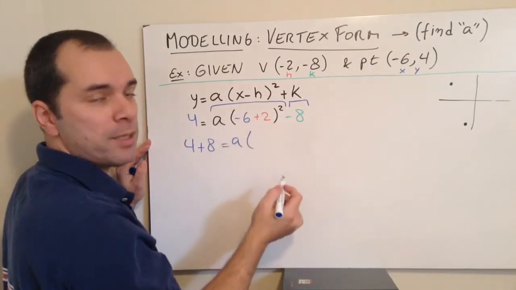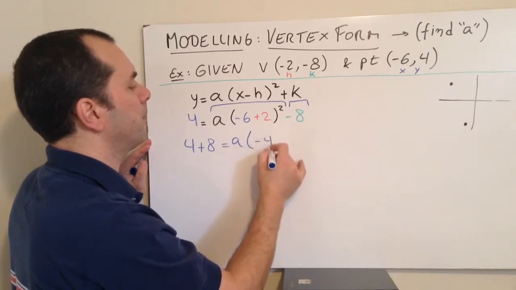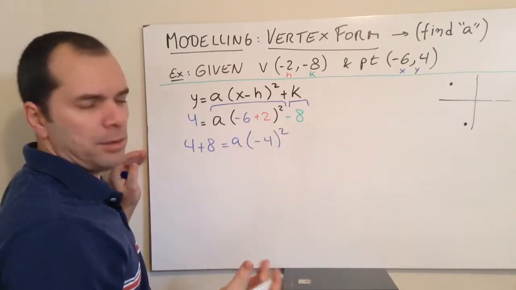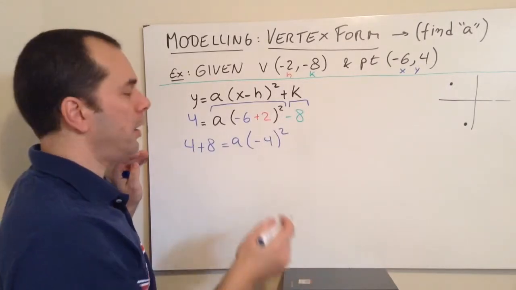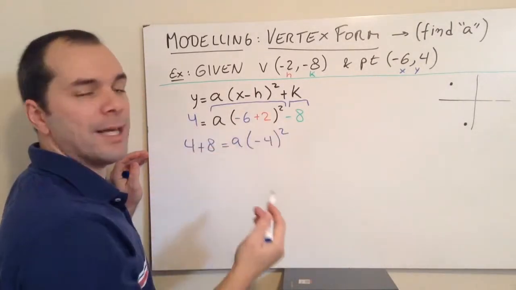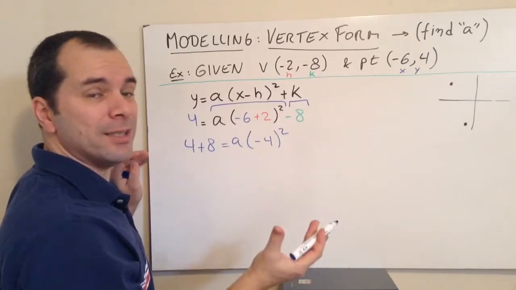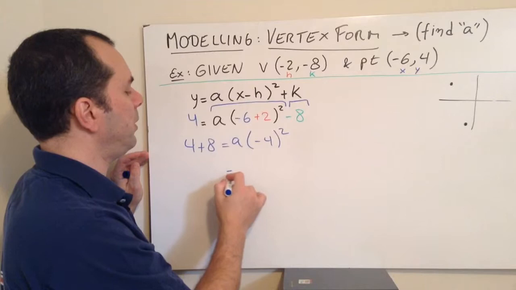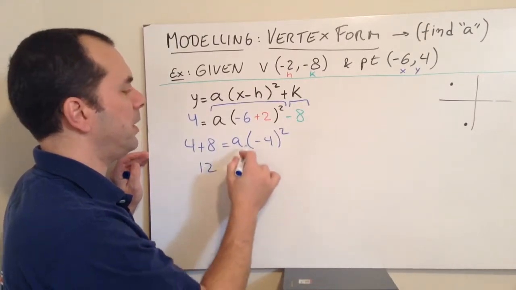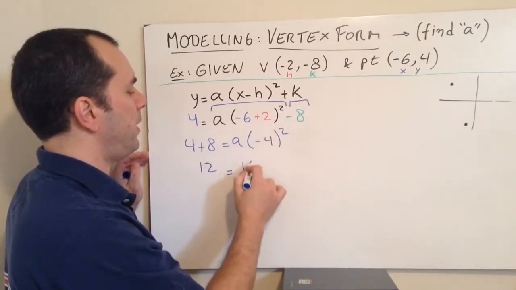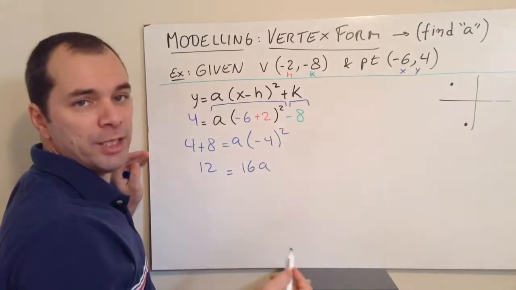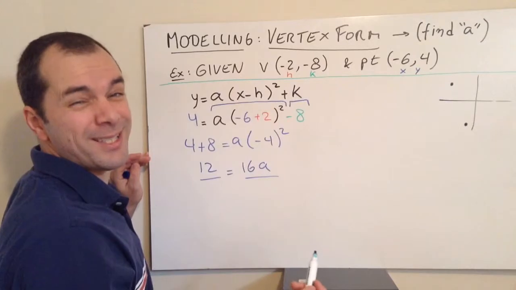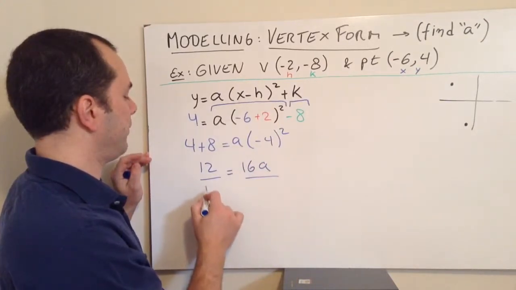Now -6 plus 2 gives me -4 squared. And in an example later on, sometimes we need to take that square as a square root on the other side, but this is not the case. I'm not isolating for something inside of the bracket. I'm isolating for a. So this basically becomes -4 squared is 16a. And now I need to divide both sides by 16 to get rid of that 16.